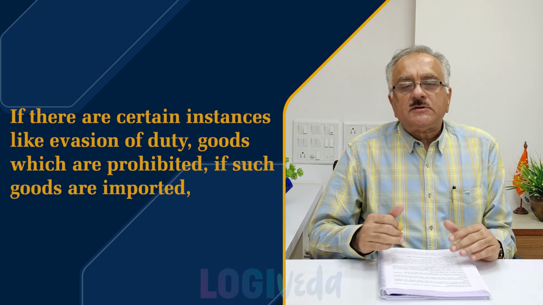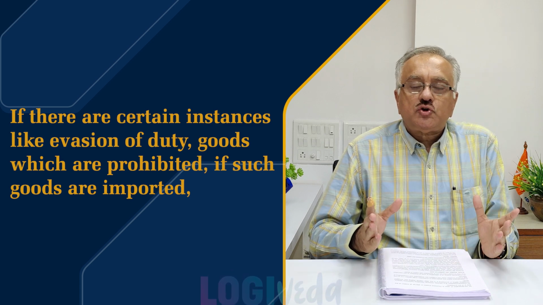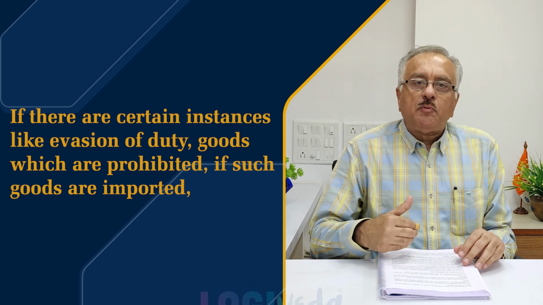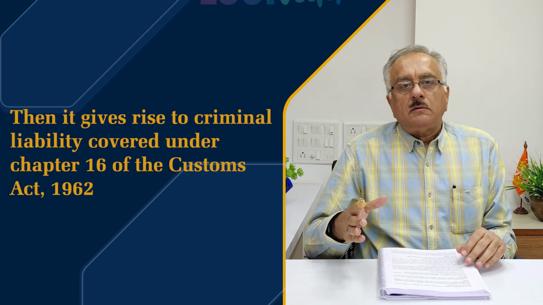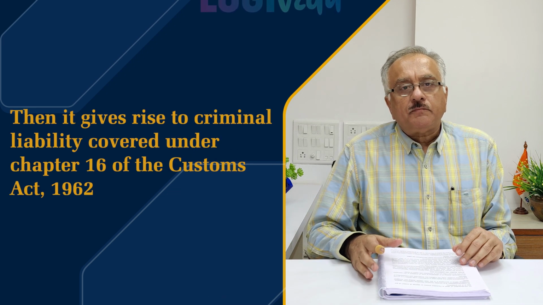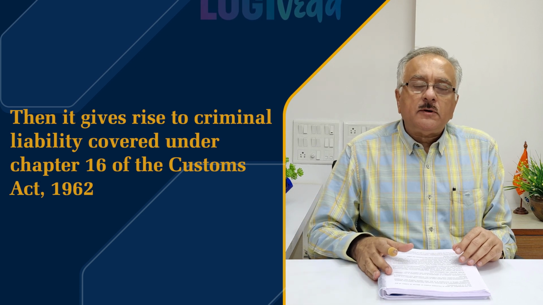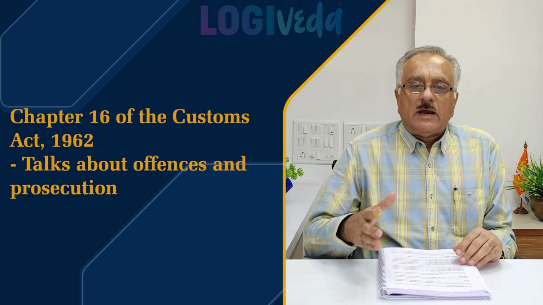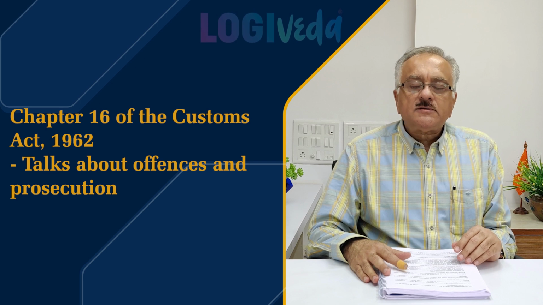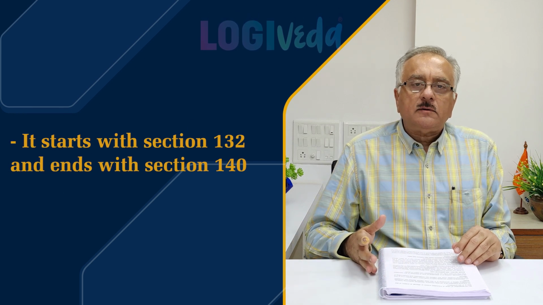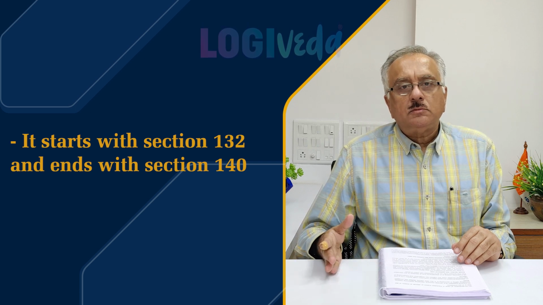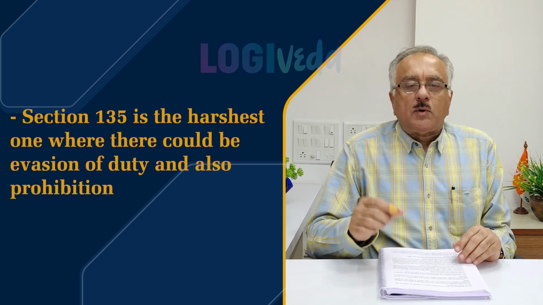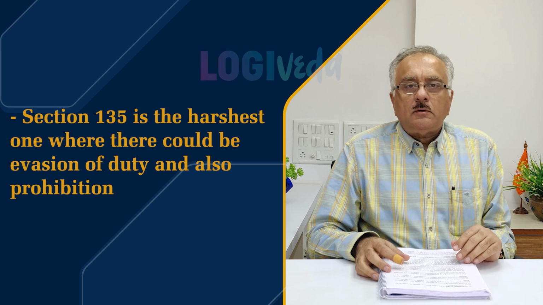But if there are certain instances like evasion of duty, or goods which are prohibited being imported, then it gives rise to criminal liability, and that is more appropriately covered under Chapter 16 of the Customs Act 1962. Chapter 16 talks about offences and prosecution. Chapter 16 starts with section 132 and ends with section 140. More particularly, section 135 is the harshest one, where there could be evasion of duty and also prohibition.